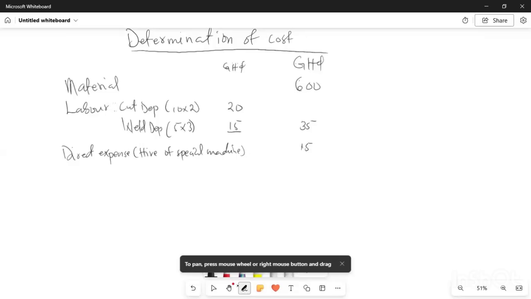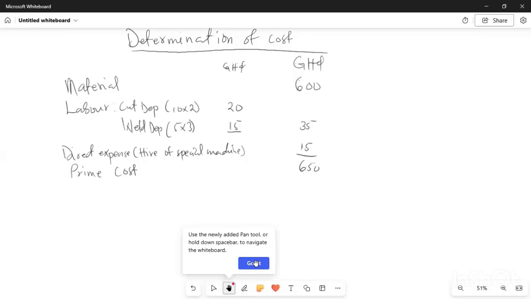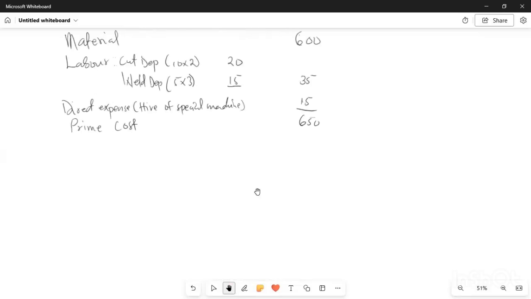So now we add the 635 and 15, and we are going to have 650. So the 650 will be our prime cost. So now we have our prime cost. Now that we have our prime cost, we find our overheads.